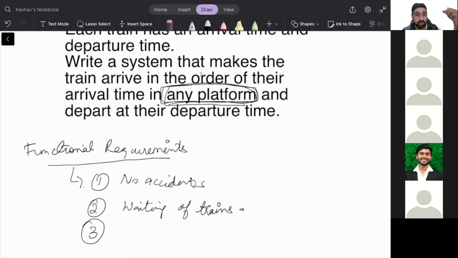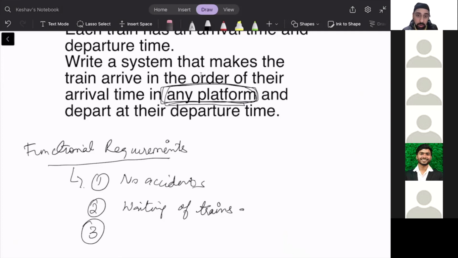So it's not like a train is tied to a platform. You can arrive at any platform. That was the problem statement. So that means you need to ensure that there should be no accidents. Trains need to wait. Take a scenario where a train may get delayed. It may have its own arrival time, or it may come even before its own arrival time. So that's a real world scenario.